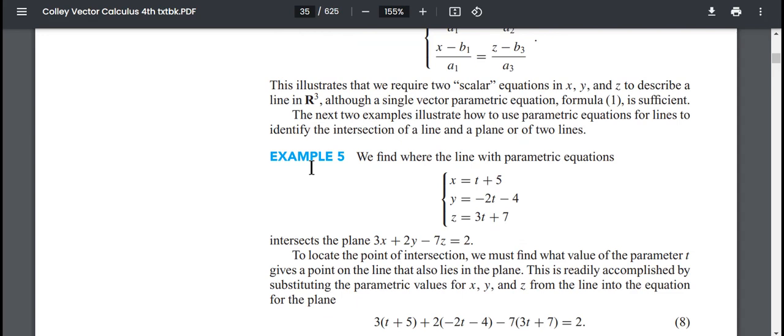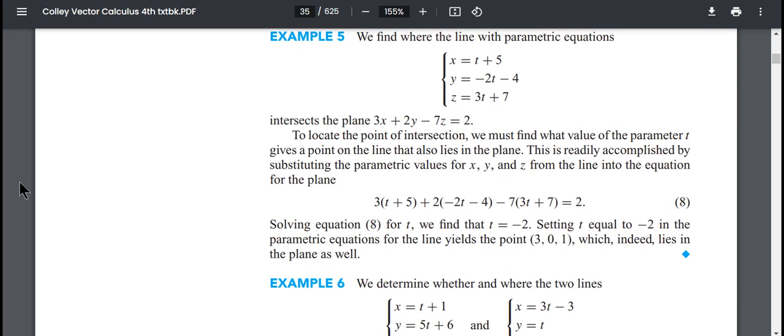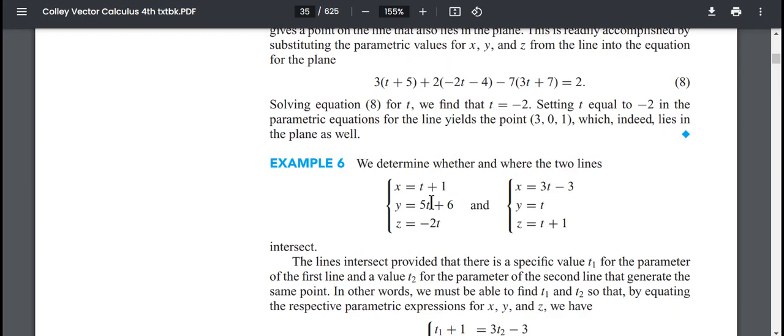Okay, then they continue with a few other examples, just using these techniques. So in this case, they say we want to find out where a line that has these parametric equations intersects this plane. So I'm not going to go through that, but you can check it. And then another one. They say this is a set of parametric equations for one line, and this for another. And so we could ask, where do these 2 lines intersect, if they intersect? To say that they intersect means that they have some point in common.